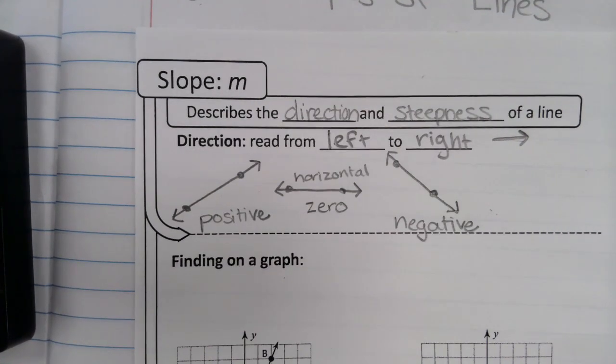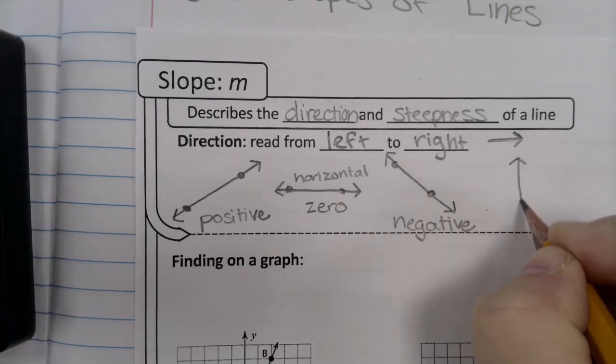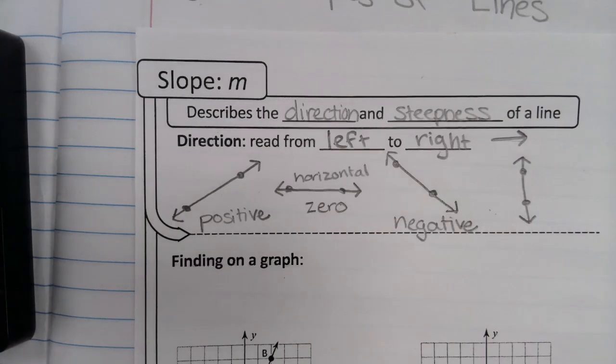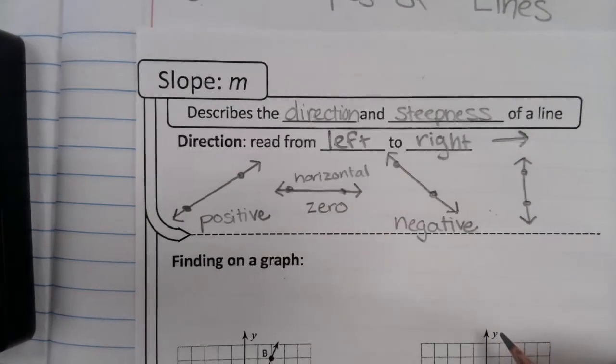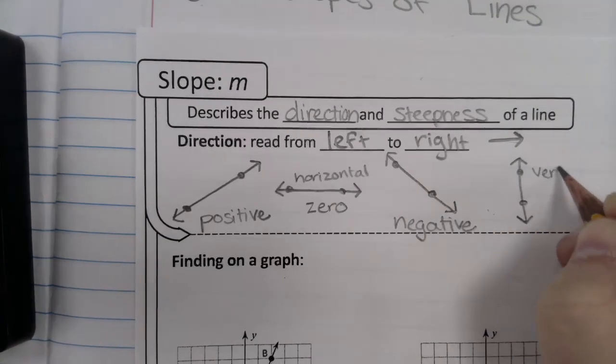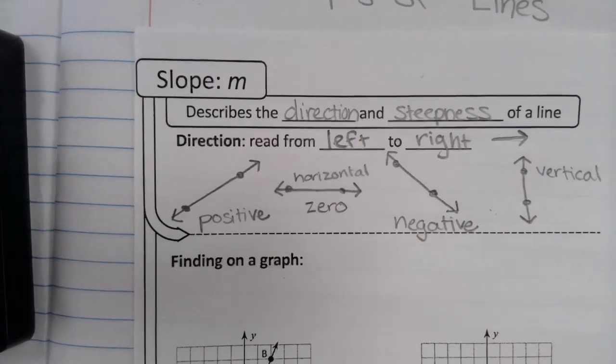All right. What's our last type of line that we haven't done yet? A straight up and down. Does anyone remember what we call that when it's a straight up and down line? Vertical. It's a vertical line. That's the name of the line. How is it moving from left to right? It's not. There is no left. There is no right. It's going up and down.